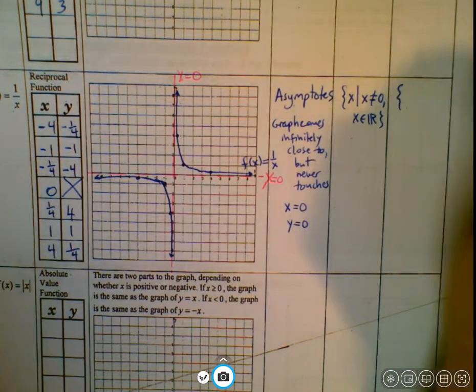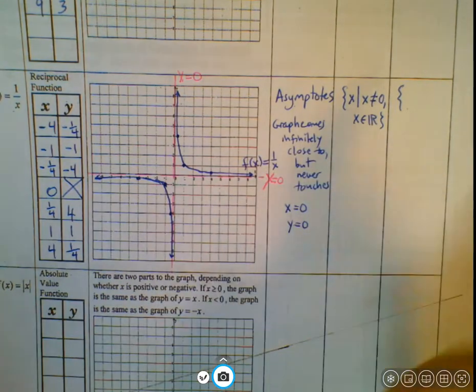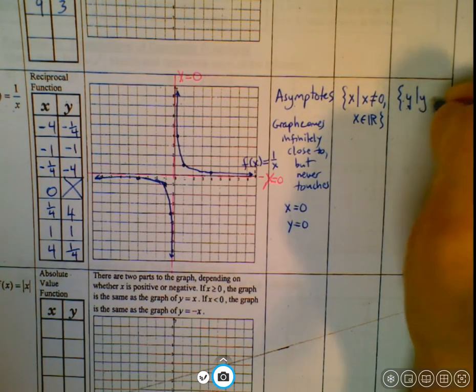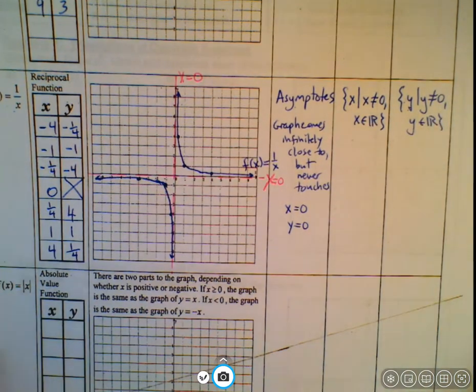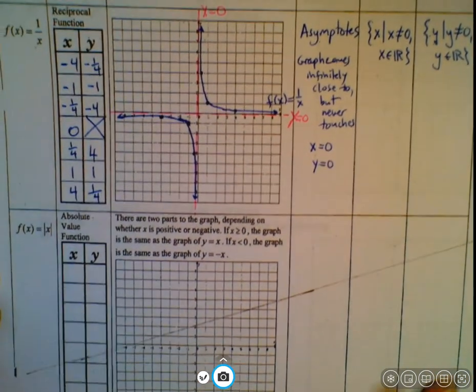Same thing with the y's. The y's are going to be anything except for 0. So the range is the set of all y such that y cannot equal 0, and y is an element of the real numbers. All right, that's your reciprocal function.